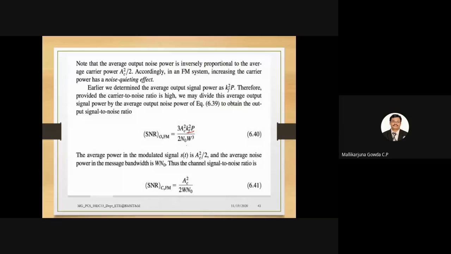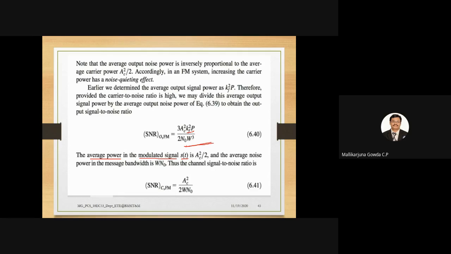Okay, so this is one important expression we need to keep in mind. Then to find the figure of merit, we need to find the channel signal to noise ratio also. So what is the channel signal to noise ratio? How do we find that? We find the average power of the modulated signal.